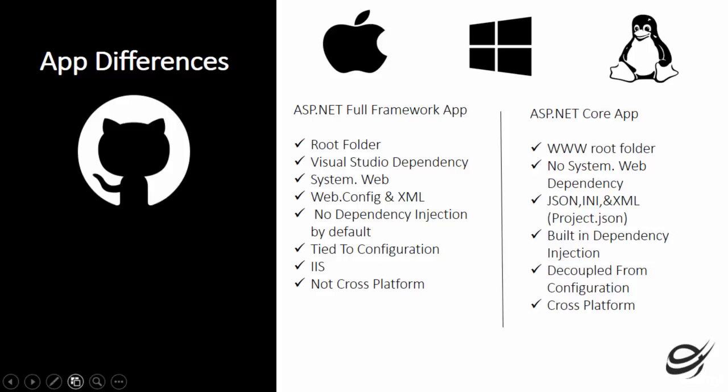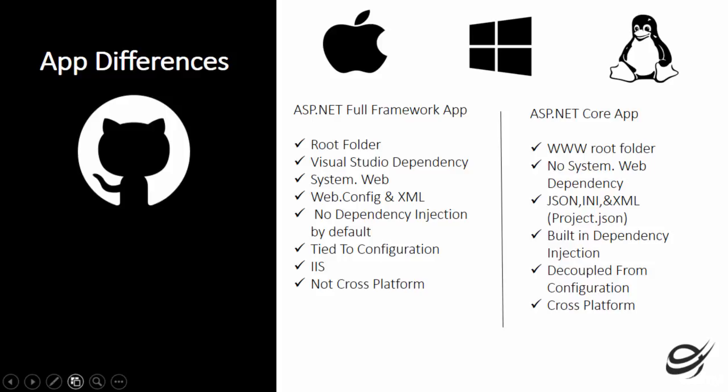Another big item is System.Web. With the full framework app, all of the class libraries are associated specifically with System.Web, and it's dependent on that. With ASP.NET Core, there is no dependency on System.Web. Microsoft built it from the ground up so that it can be decoupled away from this DLL. In ASP.NET, web.config and XML is where all of your configurations reside, and everything is read from that. In IIS, it will read your web.config, and then it will associate what configuration you have in this application.